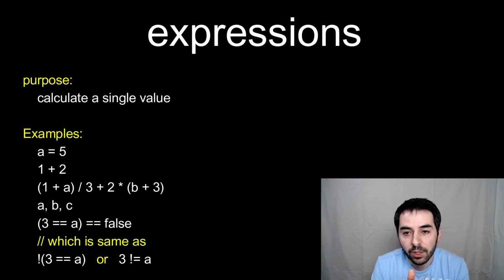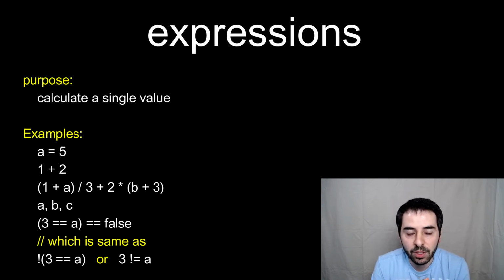And also another requirement for expression is they should evaluate to a single value. So an example that we used is when we say a equals 5, it's an expression and the value of it is 5. Or if we say 1 plus 2, it's an expression of type integer and the value is 3. It has a single value. The value can be any type.